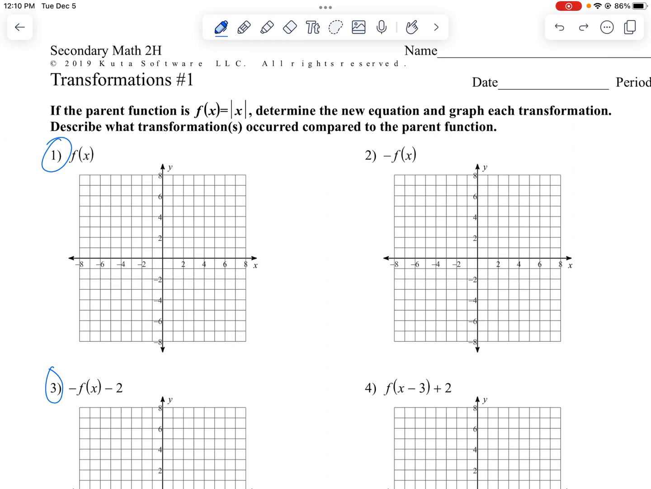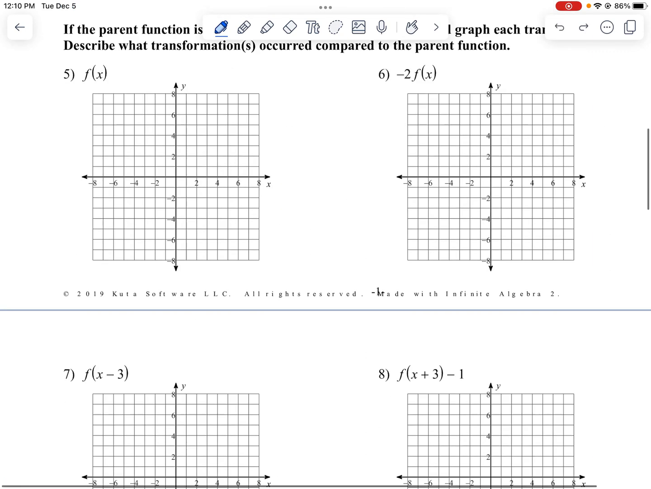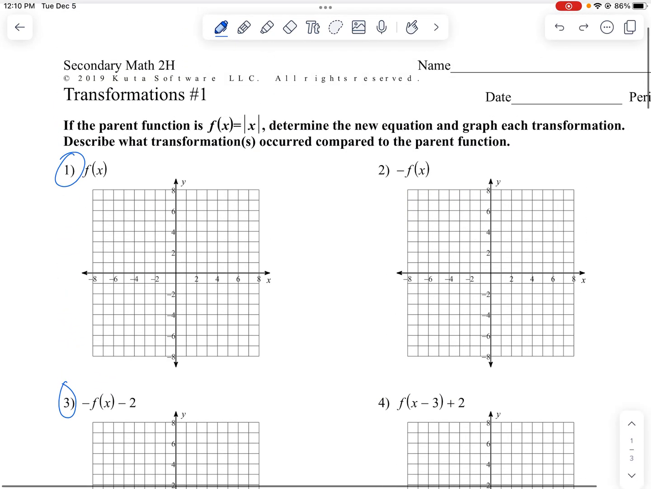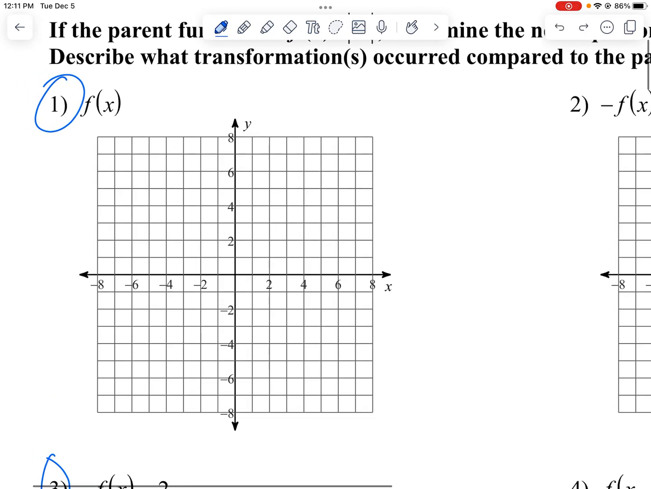So in each section, it gives you that f of x is a different kind of function. At the beginning, it's absolute value, then it turns into parabola, the x squared function, and then it turns into square root of x. And so what you're doing is on number one, the first one in each section, you're just graphing the parent function. So I'm going to graph my absolute value real quick.